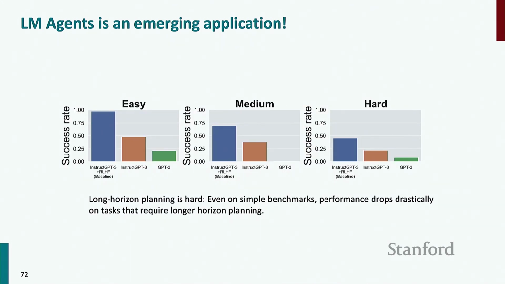And then even for something as simple as MiniWoB, even after doing extensive prompting and few-shot examples, there is a drop in performance as you go from the simplest tasks that involve mapping an instruction into a single action to mapping an instruction into maybe 5 or 10 actions. So long horizon planning is still very, very hard, even on these very simple benchmarks.